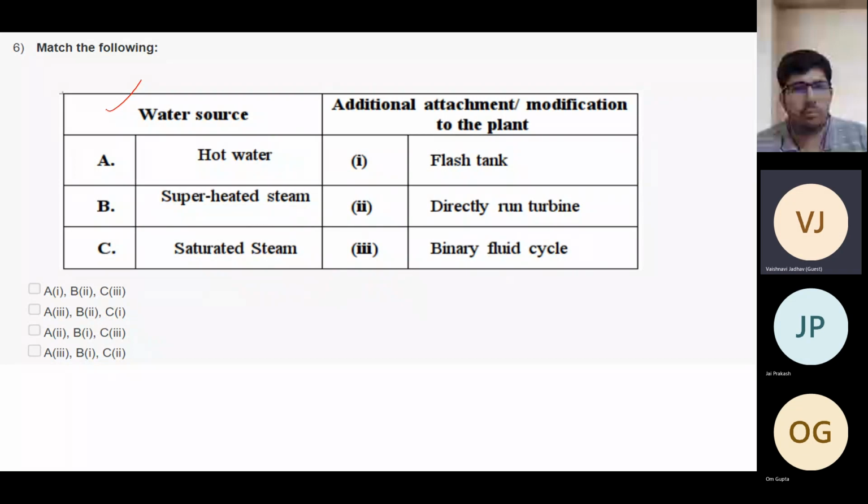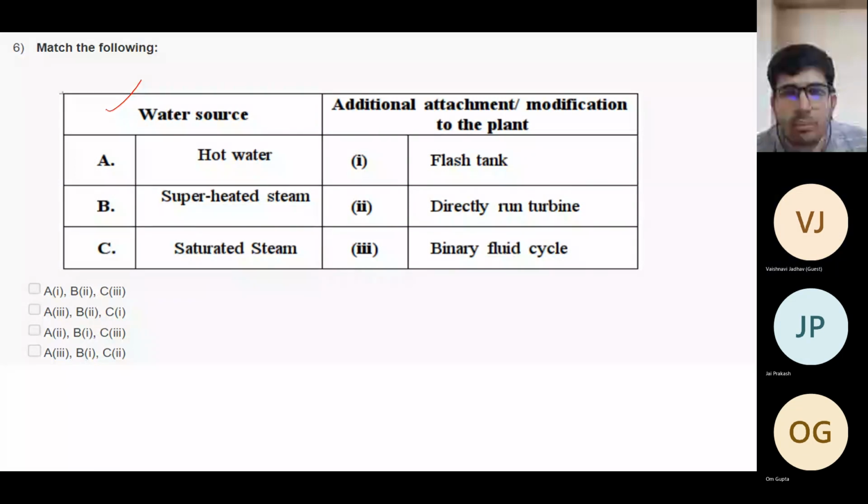Sir, second option. Option number second: A3, hot water to binary fluid; B2, superheated will directly run the turbine; and saturated to flash tank. Okay, let's see. Anybody else want to answer? We have an answer from one student, option B. Anybody else want to answer?